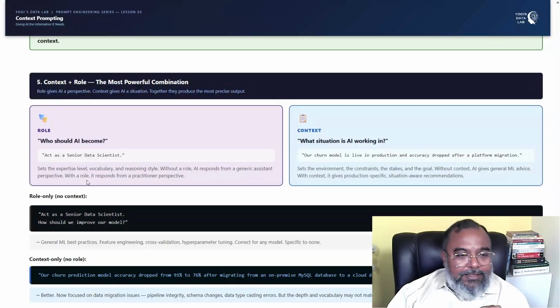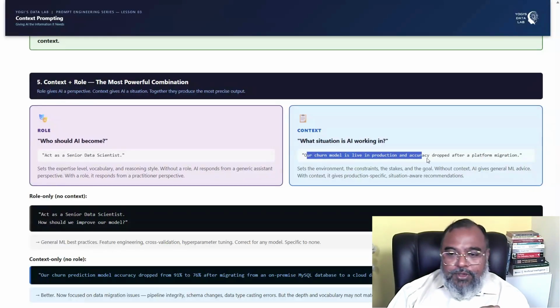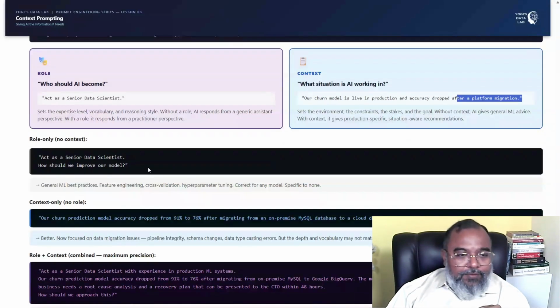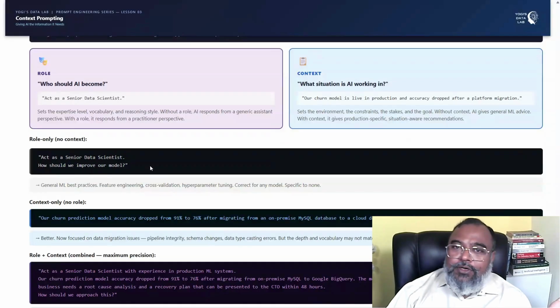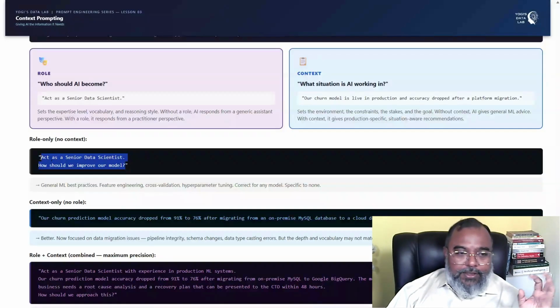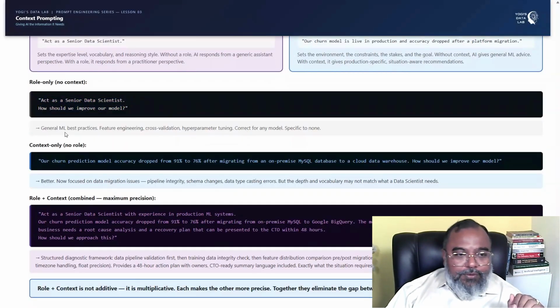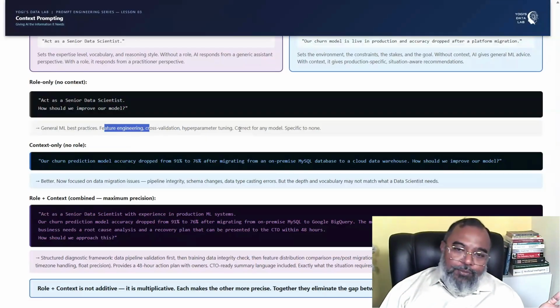So here we are saying, act as a senior data scientist, right? The context is our churn model is live in production and accuracy dropped after a platform migration. Now, if I just use a role only, which does not have a context, what does it say? Act as a senior data scientist. How should we improve our model? Simple, right? It's a role. It has no context at all. So what it will give you is general ML best practices, feature engineering, cross validation, hyperparameter tuning, and how to correct any model. Nothing specific as such, exactly what you require.